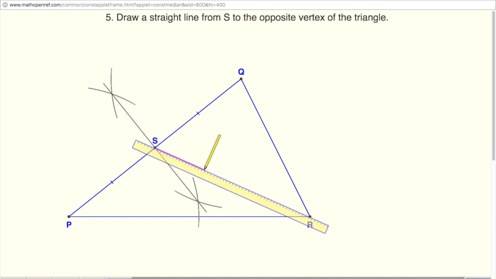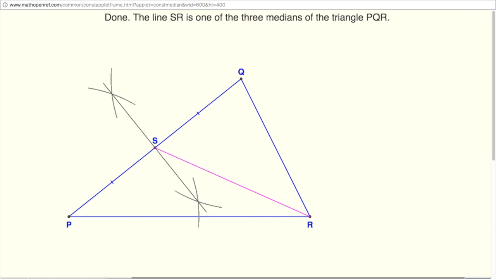That would be R in this case. And done, we have one of the medians. If you want to do it for the other, you just do it for the other sides. So this step is pretty much create a perpendicular bisector and then draw a line from that middle point to the opposite angle.